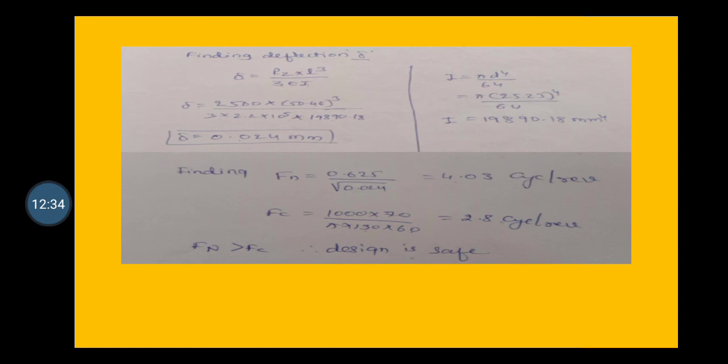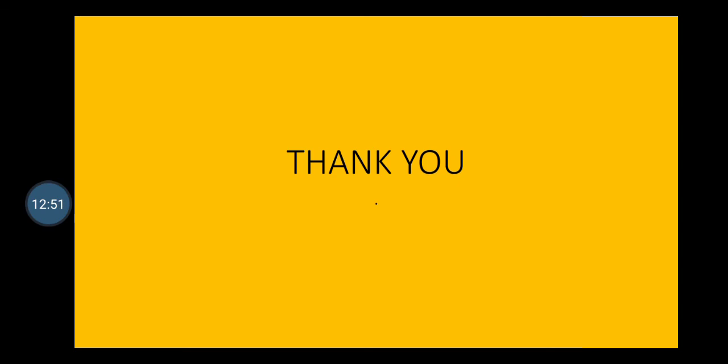Natural frequency done. Cutting frequency is 1000 into V, 70, divided by pi into diameter 130 into 60, that is 2.8 cycles per revolution. So natural frequency is greater than cutting frequency, so the design is safe. This is the complete unit. Thank you.